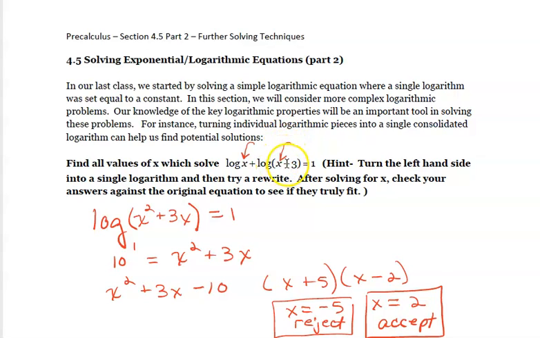Had this been x minus 3, I could not have used 2 either, and I would have rejected both. So just be aware that you want to check both of your answers. So in this situation, we can only accept one answer, and that's x equals 2.